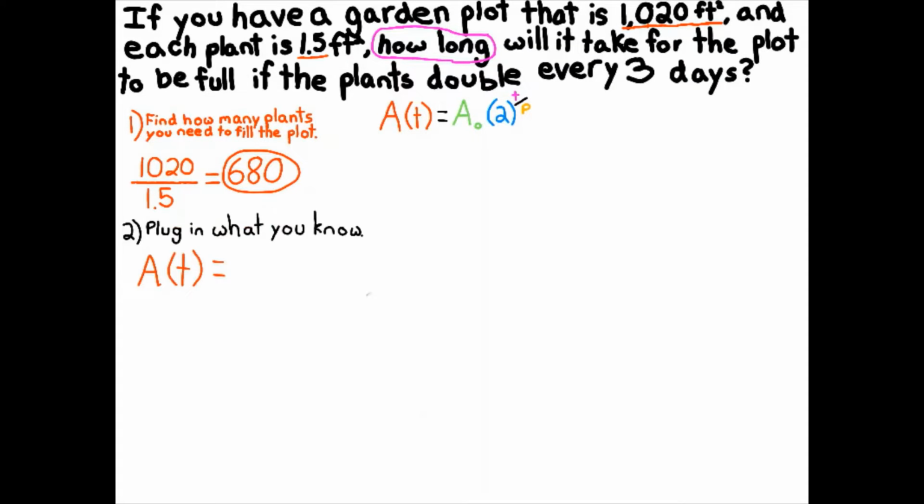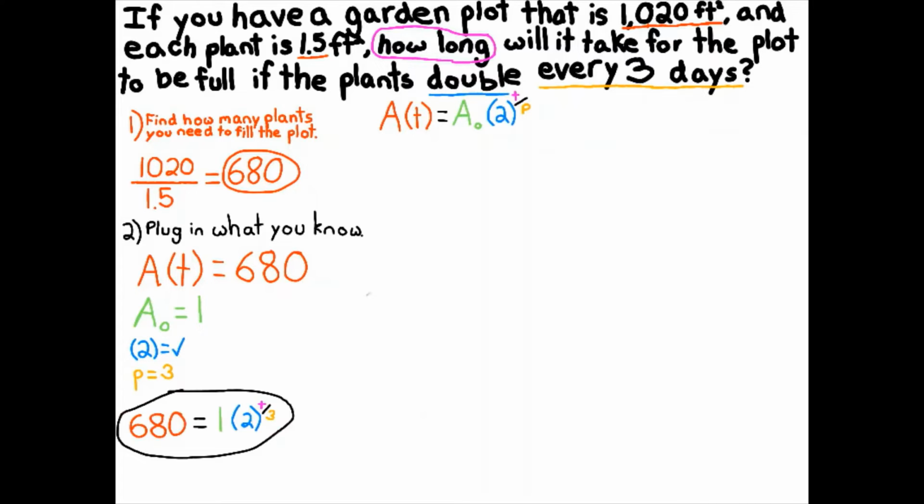The next step is to plug in what you know. Our final value is 680, our initial value is 1 plant, so we use the 2 in parentheses because it's a doubling problem, and p, or our parameter, is 3 because that's how many days it takes to double 1 time. And that will leave our equation looking something like this.